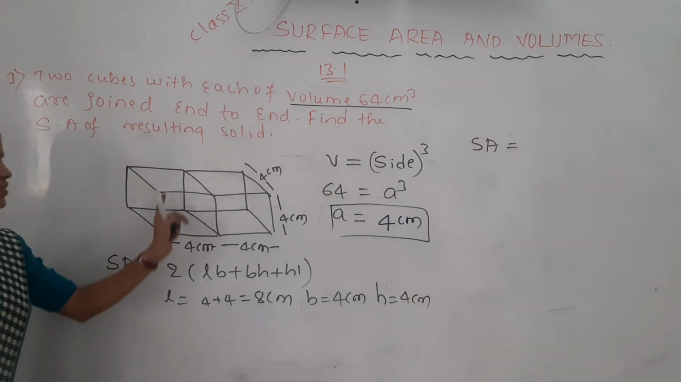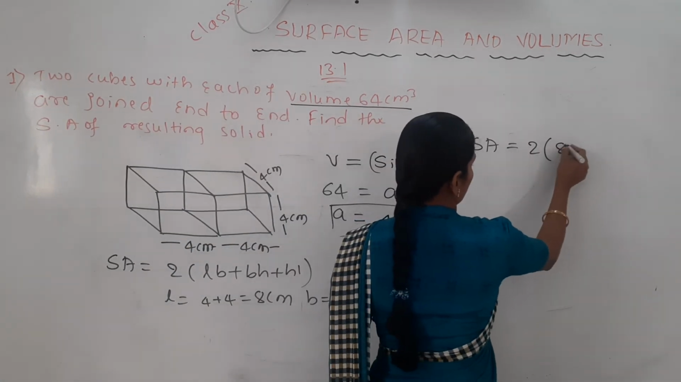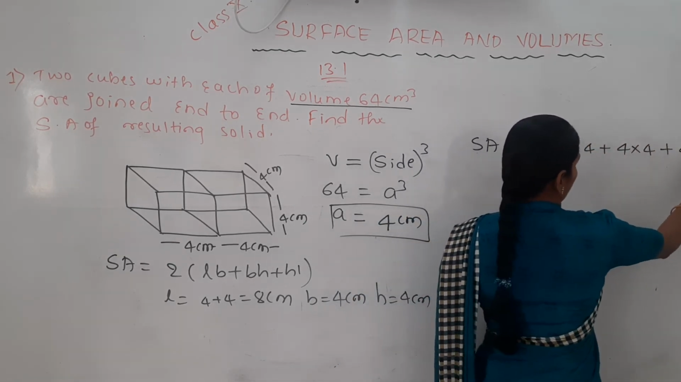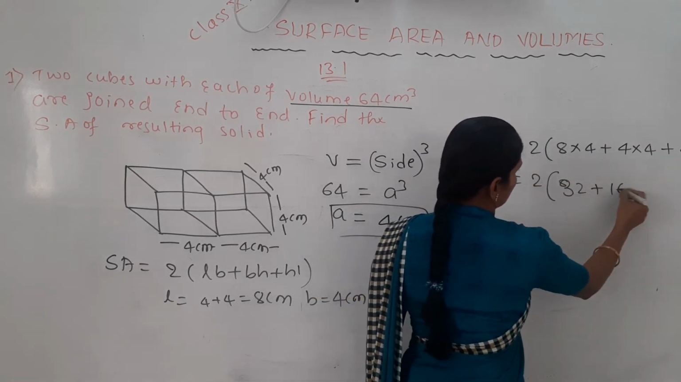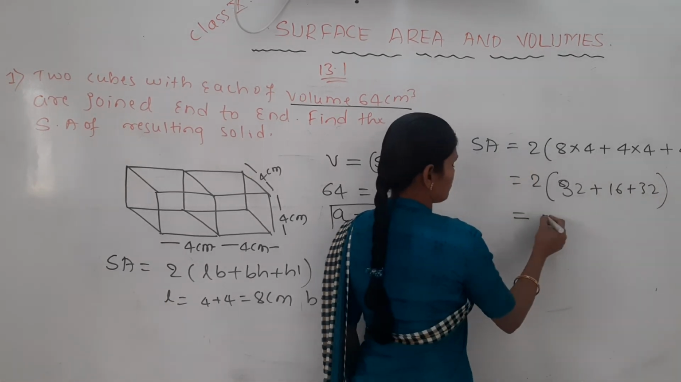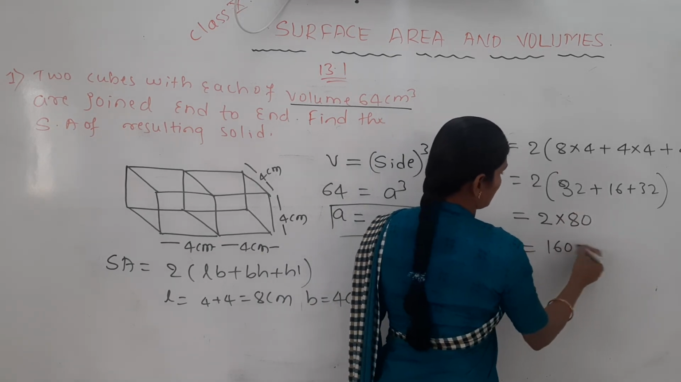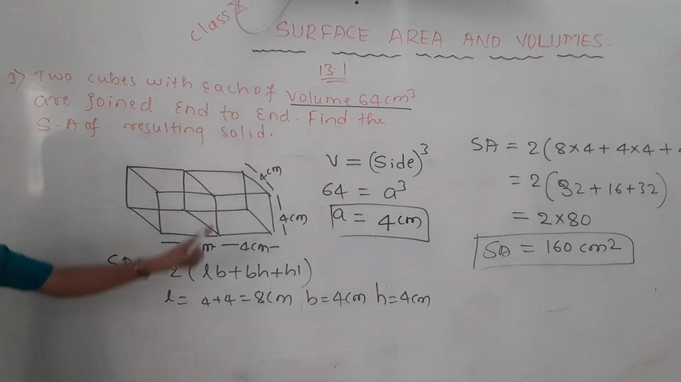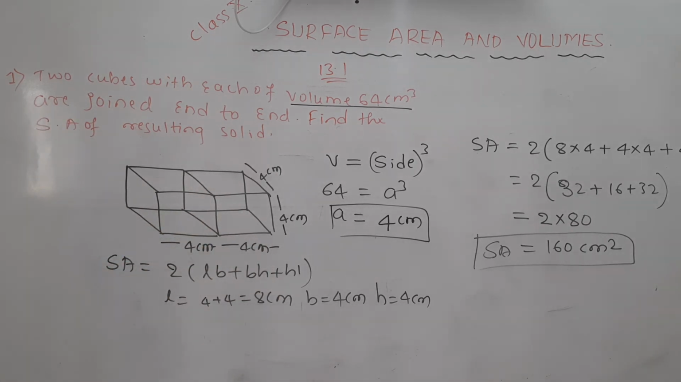Then find the surface area of the resulting solid shape. What is the resulting solid shape here? Cuboid. Yes, the surface area of this cuboid is 2 into (l is 8, b is 4, plus bh, then hl). Okay, 2 into (8 4s are 32 plus 16 plus 32). 32, 32, 64. 64 plus 16, 80. 2 into 80, how much? 160 centimeter square. This is the area of this resulting cuboid. Okay, pause this video and take it. Next we will take the second question of your exercise.